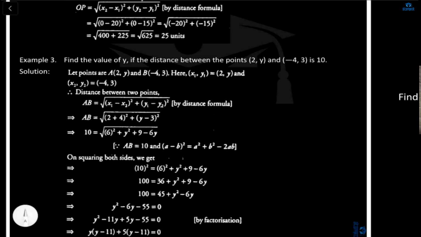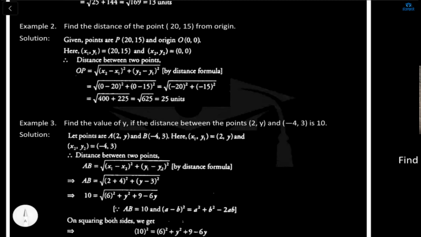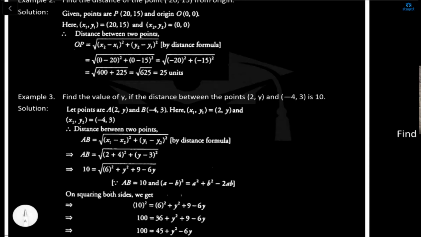So x square means 20 square plus 15 square. So when you do minus 20 square plus minus 15 square, same thing. 20 square will be 400 and 15 square will be 225, and you will get 25 units. Now here you have got some questions.